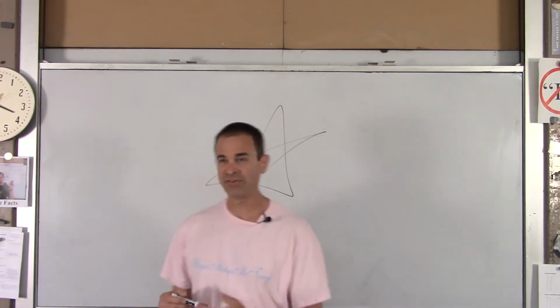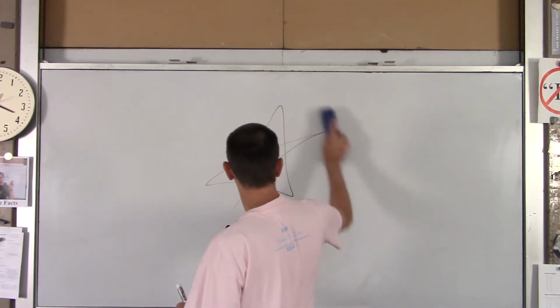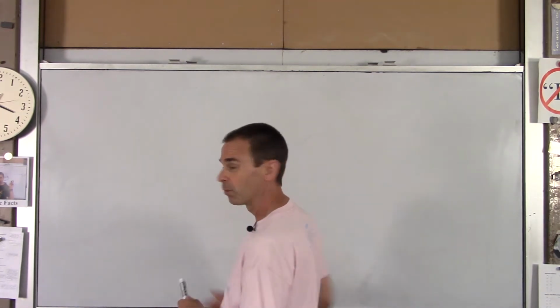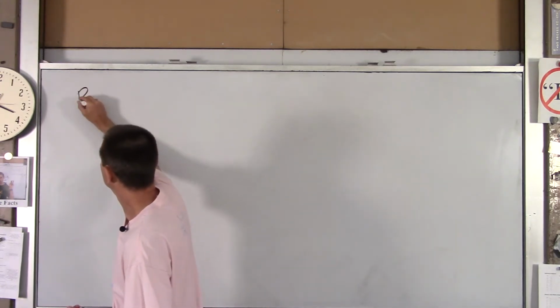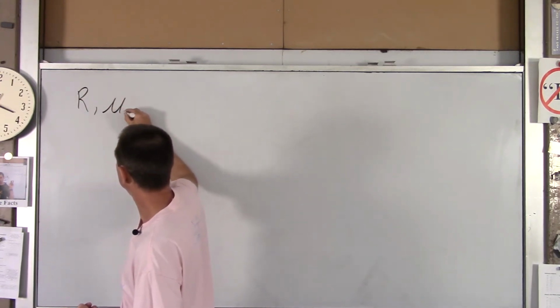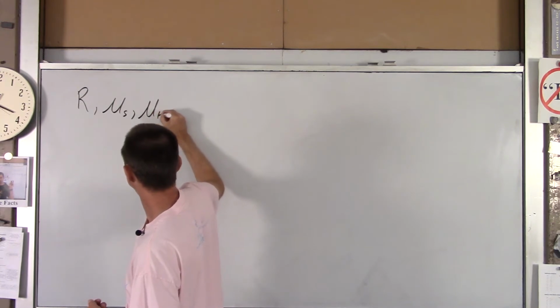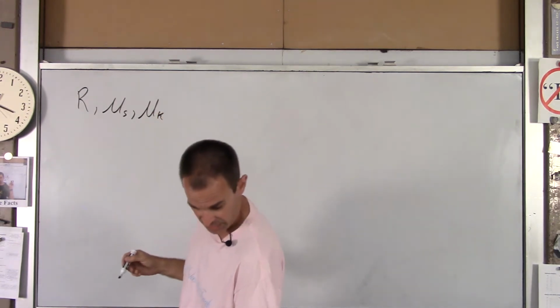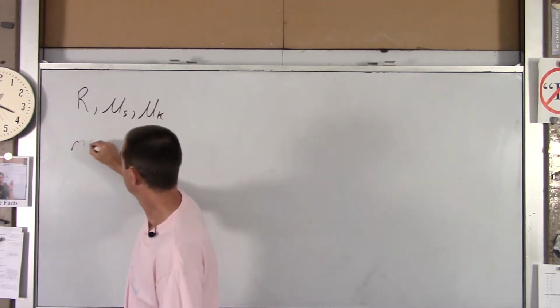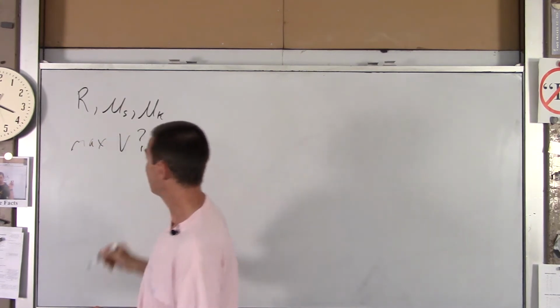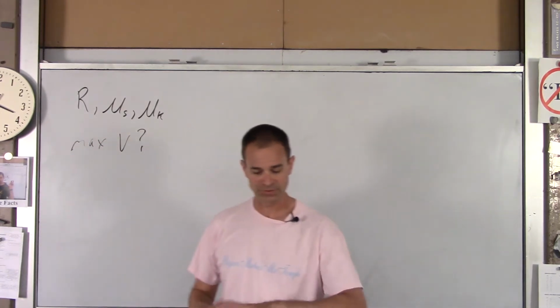Let's say you're given the following things: the radius of the turn, the coefficient of static friction, and the coefficient of kinetic friction. You want to determine the max velocity that the car can go without skidding out of the turn.